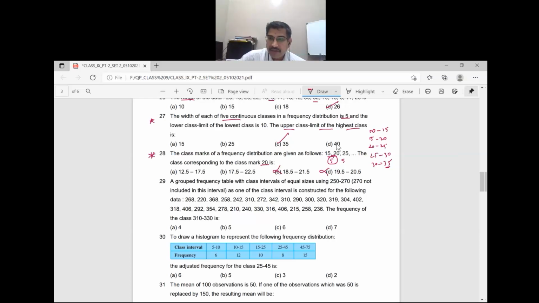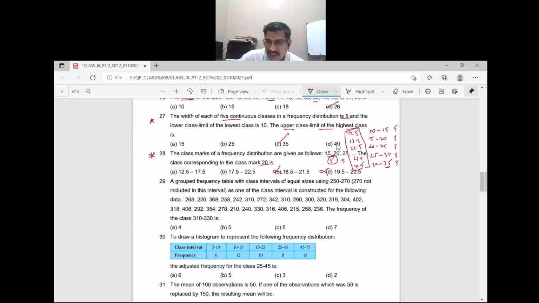The upper limit and lower limit difference: how did you get the class size? That class size will be the same between the class marks also. If you take the class marks of these class intervals, here 12 and a half, 17 and a half, 22 and a half, 27 and a half, 32 and a half, watch the class marks difference.